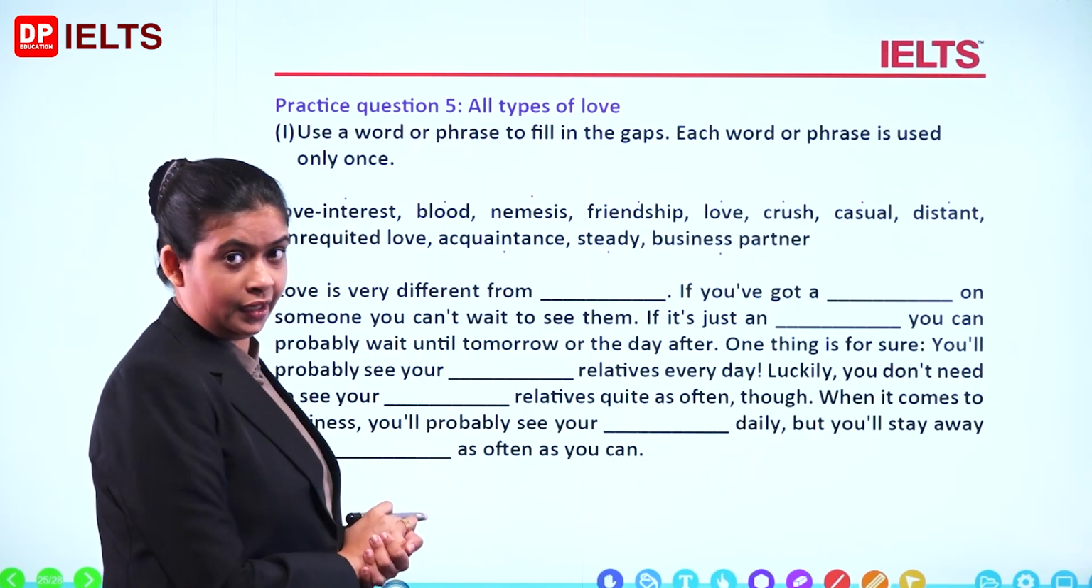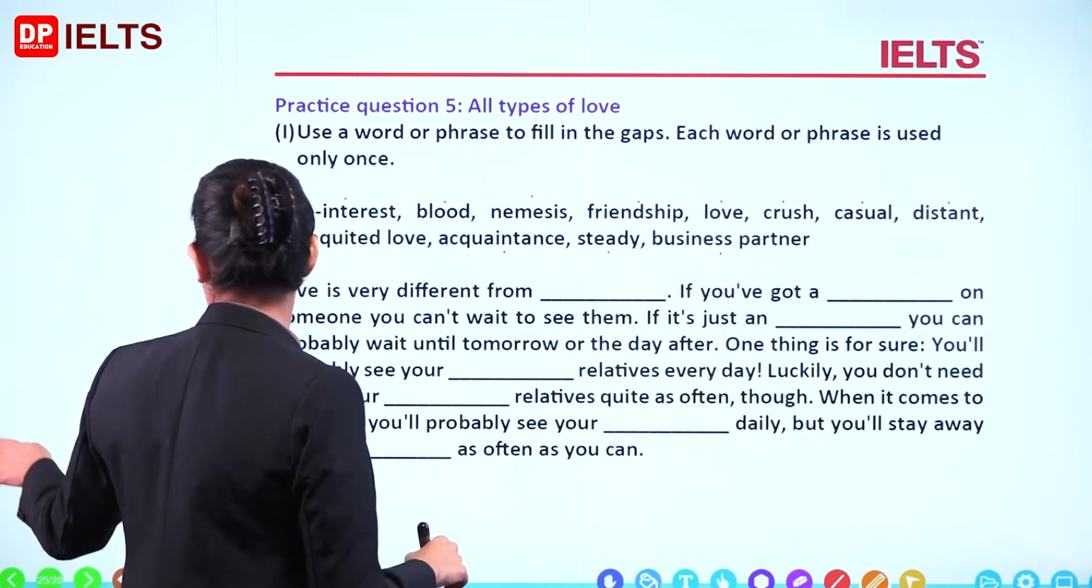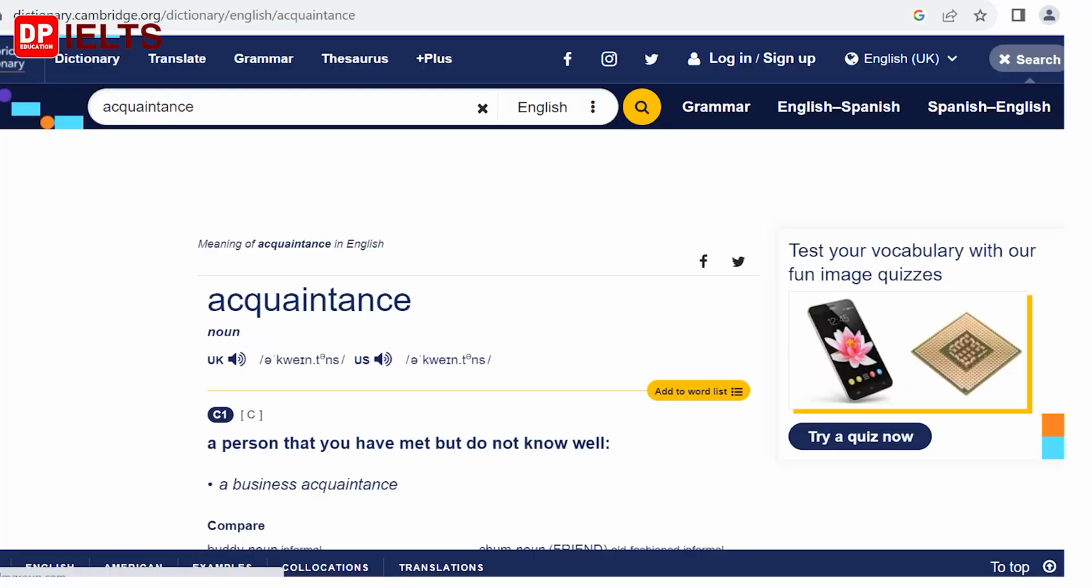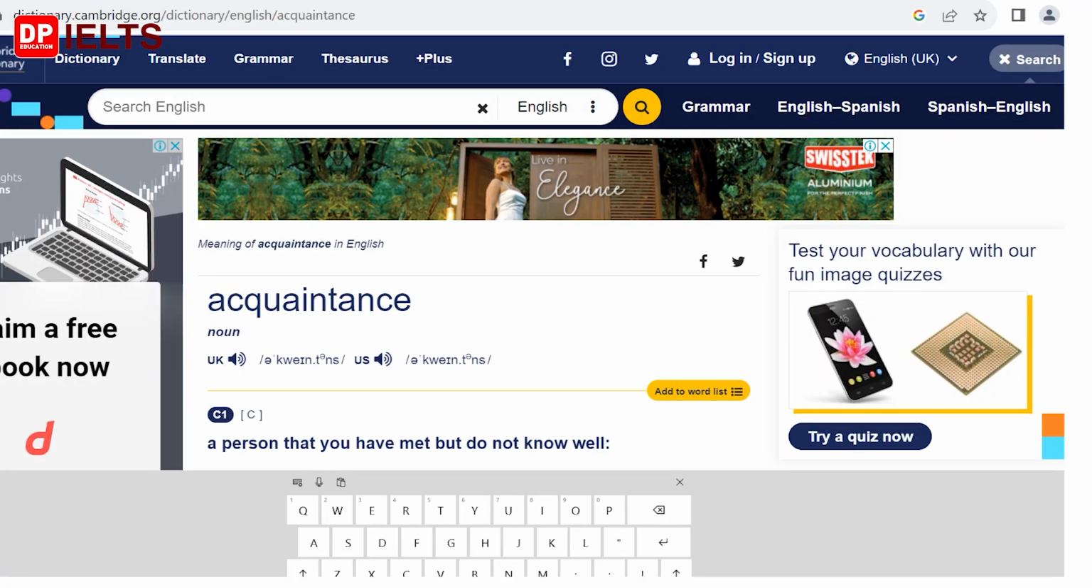Unrequited love. Okay, so I'm sure we have that one. Let's have a look at the meaning. Okay, let's have a look at it.